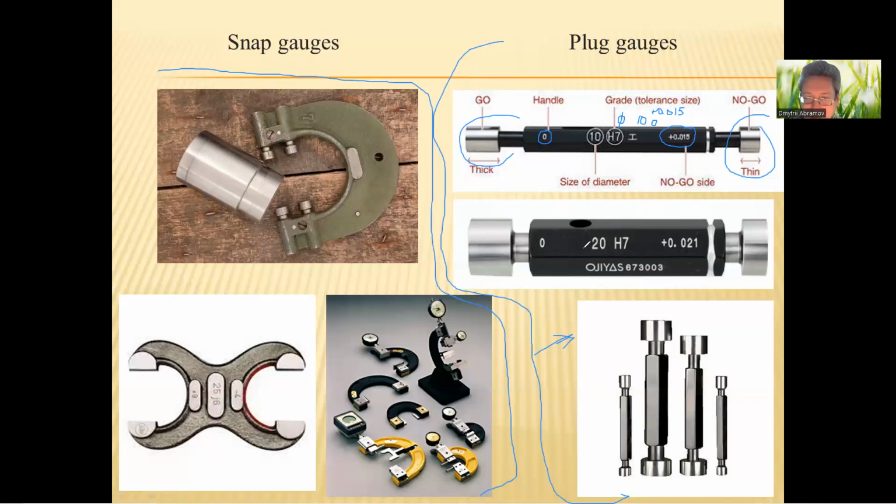Next example, nominal diameter of the hole, diameter 20. Upper limit deviation of the hole plus 0.021.